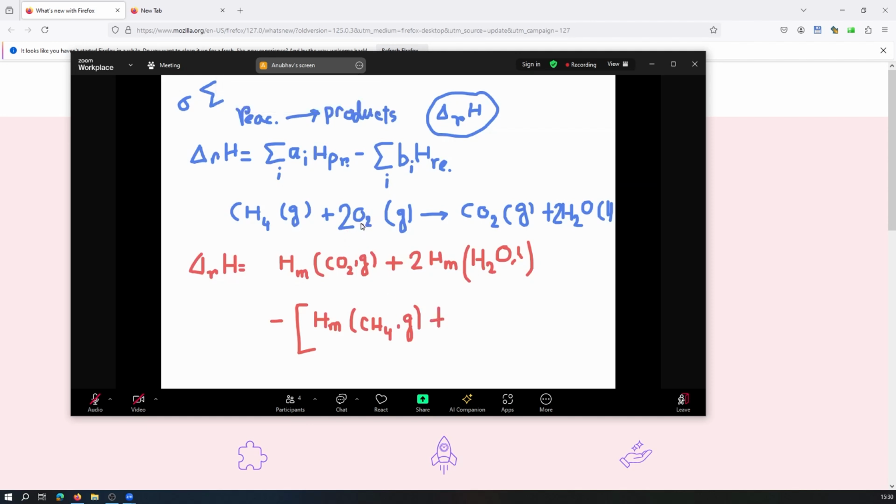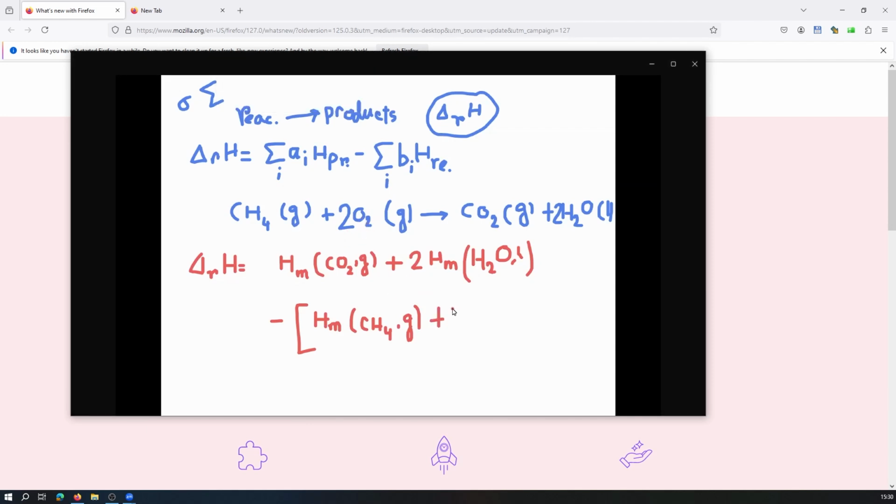Plus we have a dioxygen molecule over here, so we will multiply it by 2 because it is the stoichiometric coefficient for oxygen. So it is 2 into H molar of O2 gas. Each H molar stands for the molar enthalpy of each of these components. Here we have 4 components: methane, oxygen, CO2 and water. On the product side, we have CO2 and water, that's why they are written first, and on the left-hand side, the reactant side, we have methane and dioxygen. So it will be 2 into H molar of O2 gas.